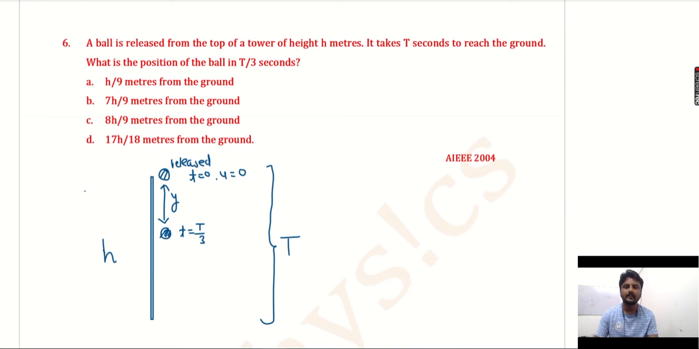And its answer is actually, I think the answer is 8h by 9 or 7h by 9. It is something like that. Check. Acha, all the options are given from the ground. Okay, so why is it not in this question? They are asking what is the distance of the ball from the ground. Do one thing, first find the value of y and subtract y from h. You will get the result.